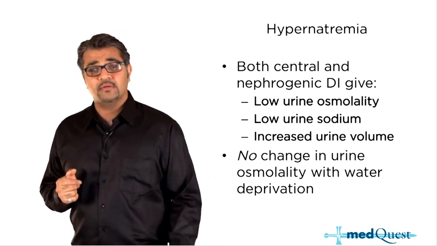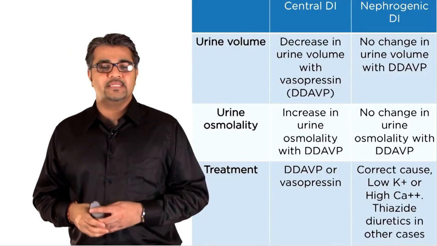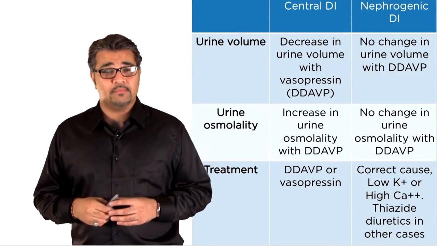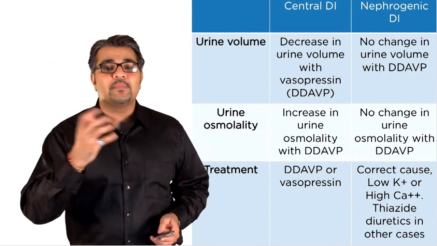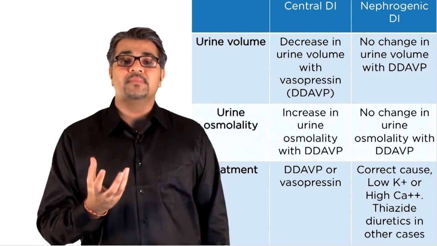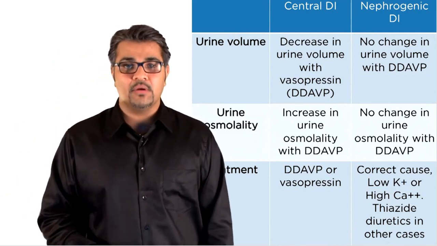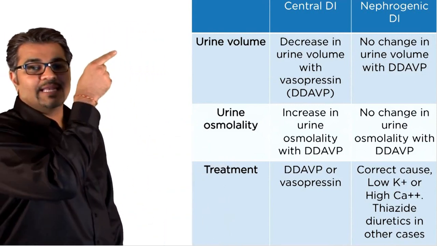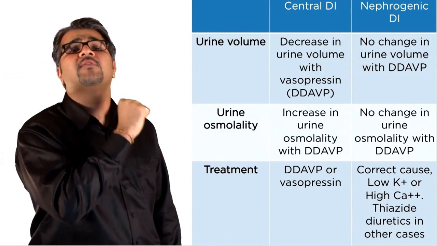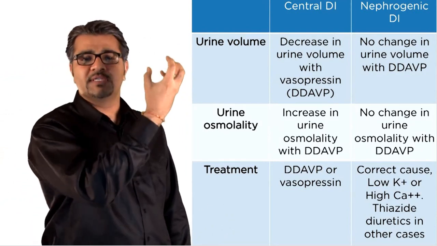So how do they differ? Let's talk about it. Central and nephrogenic DI differ in the following way. It differs on what happens when I give you DDAVP. In central diabetes insipidus, the main problem is you don't have enough anti-diuretic hormone. Therefore, when I go ahead and give you anti-diuretic hormone as DDAVP, whether it's intranasal, IV, however you want it, you're going to have a decrease in the urine volume.